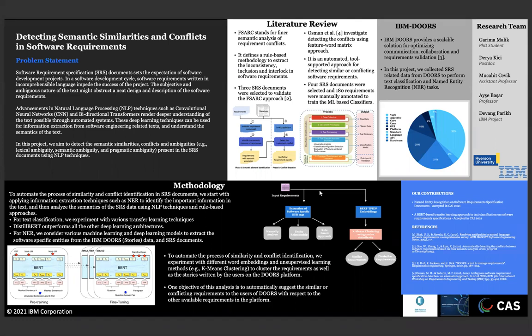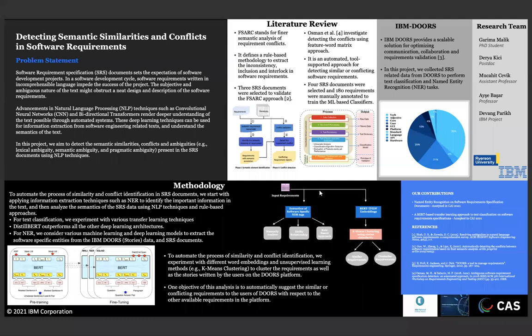Then, in the other methodology, Osman is just trying to investigate whether the requirements have a conflict or similarity or not. He's taking 180 requirements, labeling them, and training a machine learning algorithm over it, just trying to determine whether SRS documents are conflicting or not.